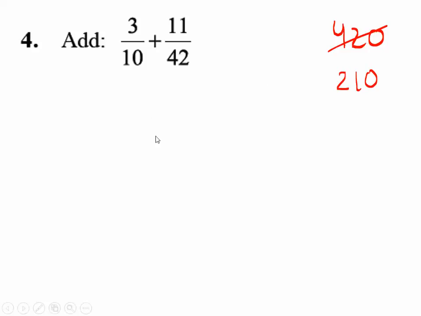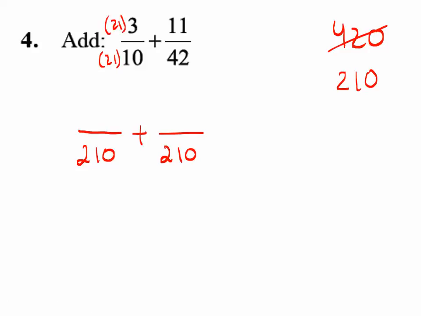Okay, so what should I multiply? Multiply 10 by what to give me 210? 21 is good, yeah. So if I multiply on the bottom, I got to multiply on top. 21 times 3. I heard 63. I'll go with it. And then 42 times what gives you 210? 5, I agree. And all yours to finish off.